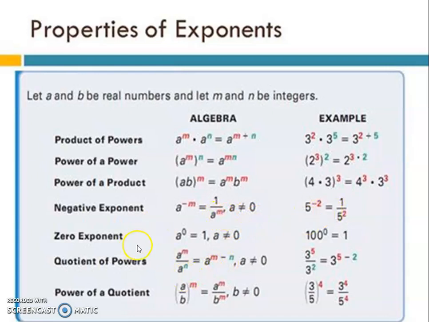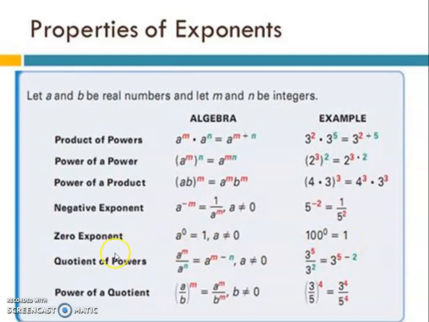Zero exponent. Always remember that a raised to 0 is equal to 1, a not equal to 0. Obviously 0 raised to 0 is not defined. Any nonzero number raised to 0 is always 1. So we can check that if I put a equal to 100, 100 raised to 0 is equal to 1.